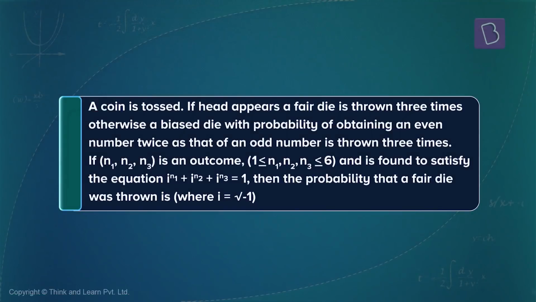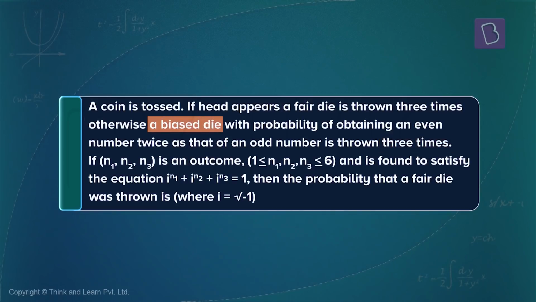Now in this question, a lot of information is given, and you have to actually pay a lot of attention to how the question is being described. A coin is tossed, and based on the outcome of the coin, different things are done. If we get a head, a fair die is rolled 3 times. If we get a tail, a biased die is going to be rolled 3 times.